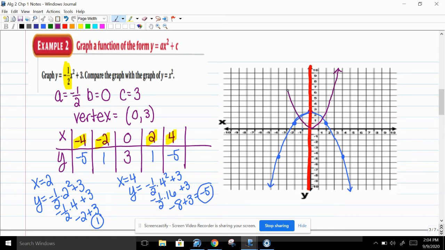This is the parent function. Okay, there's your y is equal to x squared parent function. So we got a lot going on here, guys. First of all, the obvious thing you're going to notice is that the graph is flipped over, right? It goes down. That should be obvious.